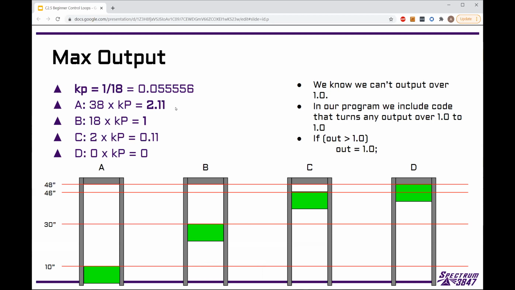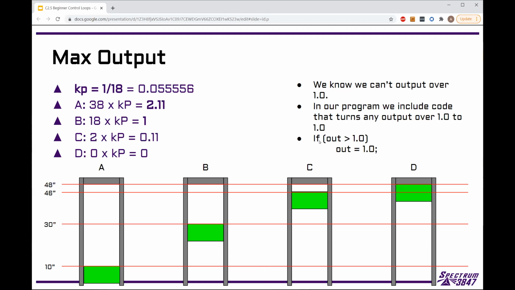But at A, we have this problem that we're trying to tell the motor to go to 2.11, which is not possible. We can't tell the motor to go to 200% of the battery voltage. That's not something our system allows us to do. 1 is the max speed we can send the motor. So because of that, we set a max output in the code for the motor output, basically. So it'll turn any output over 1.0 to 1.0.